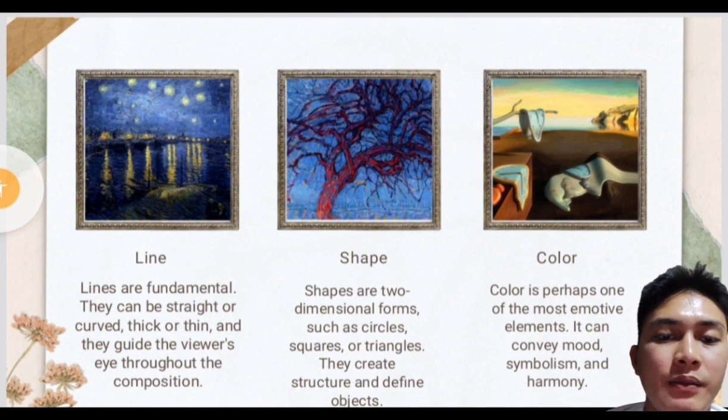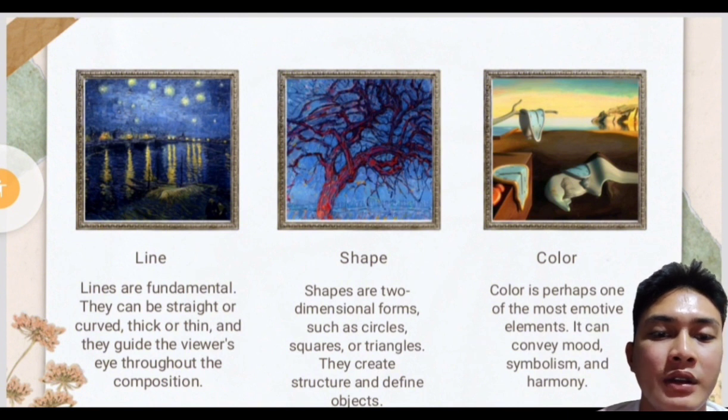Second, shape. Shapes are the two-dimensional forms such as circles, squares, or triangles. They create structure and define objects. Third, color. Color is perhaps one of the most emotive elements. It can convey mood, symbolism, and harmony.